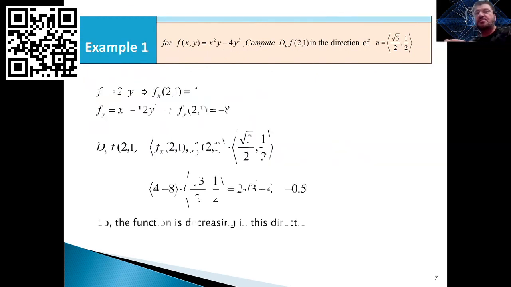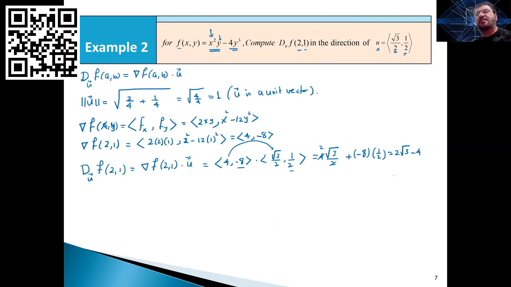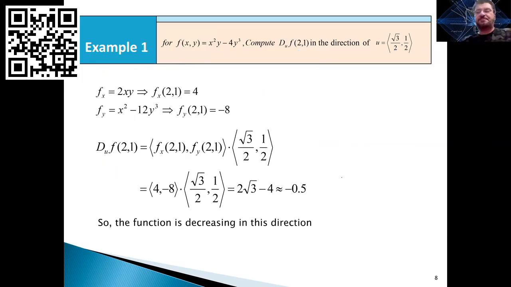It must have a value which is negative, approximately negative 0.5. This is approximately negative 0.5. So what's happening since the directional derivative is negative? So that means the function is decreasing. Okay, or the speed or the velocity is reduced and is going in the opposite direction. So what's happening is that the object is moving backwards. Okay, this is the meaning of it. The function is decreasing in this direction.